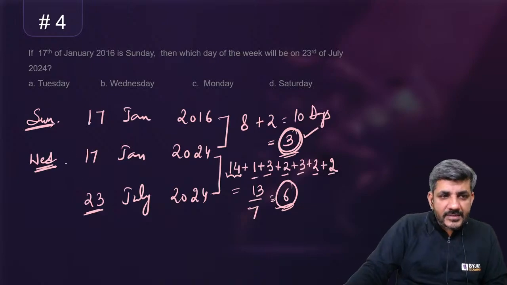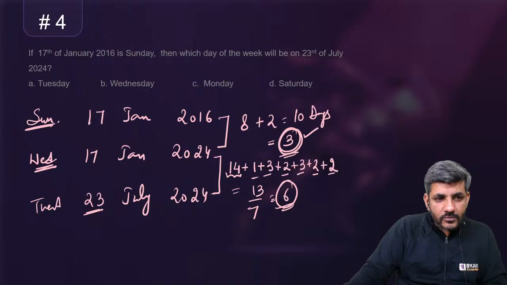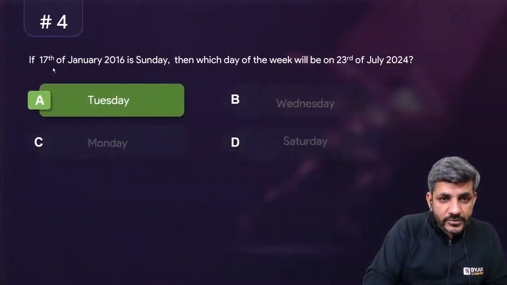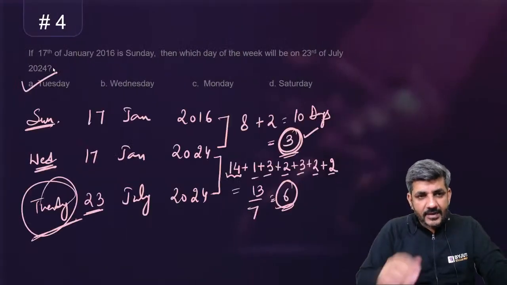So if this day is Wednesday, then this day is going to be Wednesday plus 6, which is equal to Tuesday. So 23rd of July 2024 is a Tuesday. Yes, option A is the right answer for this question.